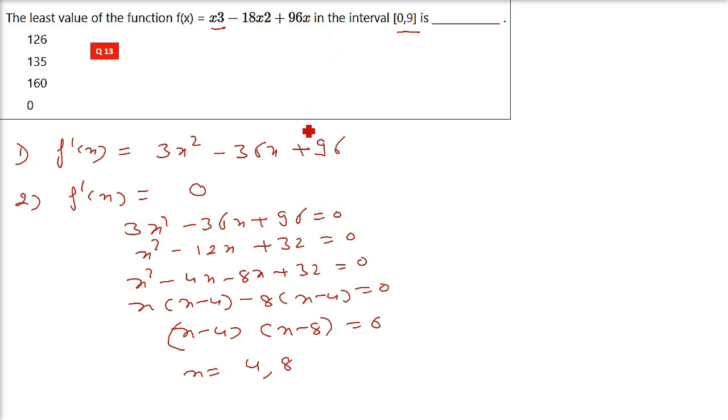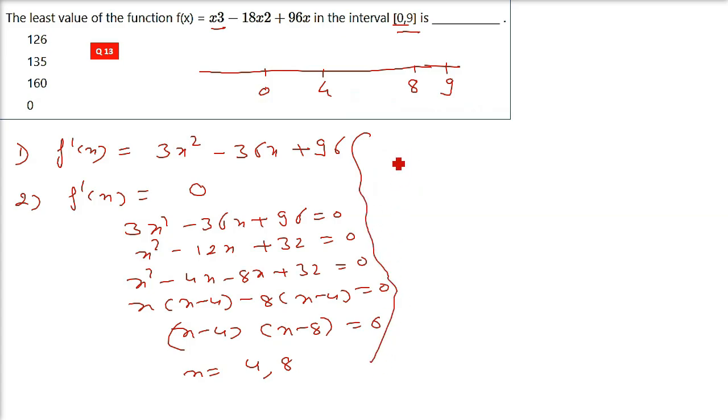When they are inside the interval, that is from 0 to 9, we have 2 more critical points, 4 and 8, to be checked. Because the question is asking about the least value of the function in this interval, and there are 2 critical points along with the end points, which are 0 and 9, we are going to just place these values in the original function. So we'll find out f(0), f(4), f(8), f(9). I hope you got the idea.